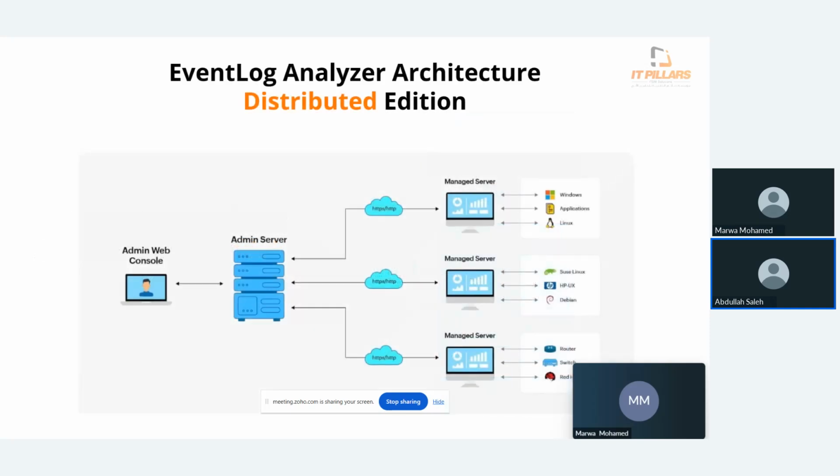The second edition is considered the distributed edition. In the distributed edition, if you have multiple branches and you want to monitor those branches, you can use the distributed engine. How it works: you can deploy a probe, as you can see, the managed servers, 3 servers, and each server is responsible for its branch. Then you can forward the 3 probes to the main server, and you can access them through this one portal.